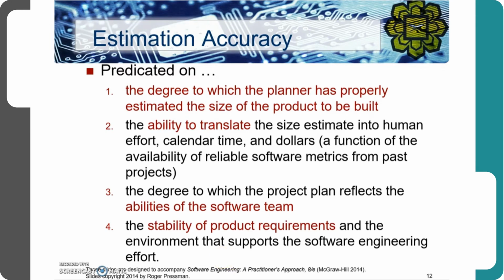The second one is the ability to translate the size estimate into human effort, calendar time, and money. Based on the size estimation, you will observe that all these other estimations rely on the size. Then the third one, the degree to which the project plan reflects the abilities of the software team, whether the software team will be able to execute the task that has been distributed to them. And finally, the stability of the product requirements and the environment that supports the software engineering effort.